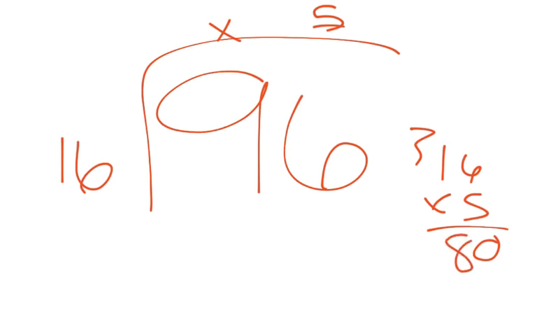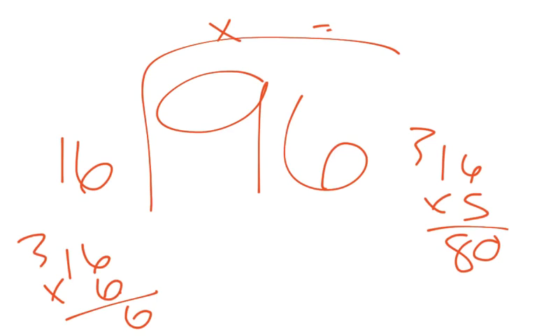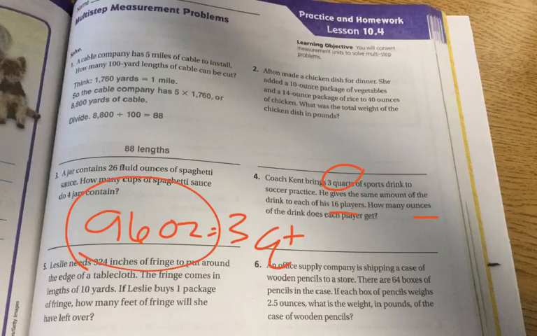Let's try to go one more time. So 5 wasn't high enough. Let's try 6. 16 times 6. 6 times 6 is 36. 6 times 1 is 6, plus 3 is 9. So my answer is going to be... So each player is going to get 6 ounces.